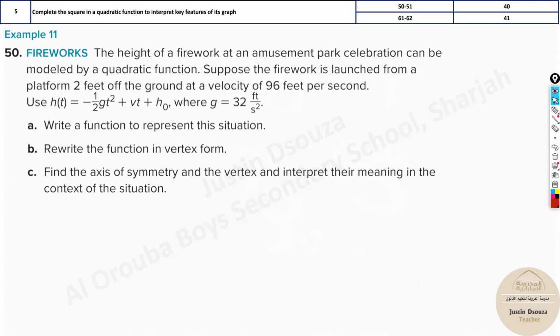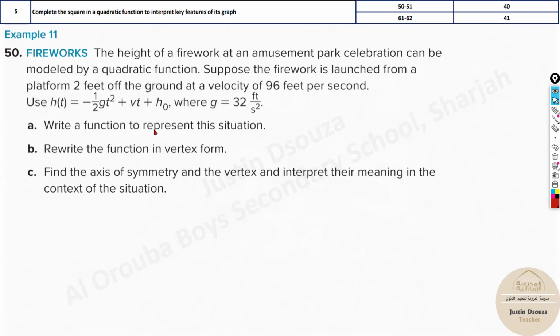Suppose the firework is launched from a platform 2 feet off the ground at a velocity of 96 feet per second. Use the given equation, negative half of g t squared plus v t plus h naught, where t is time, and the acceleration due to gravity g is given in feet per second squared, that is 32.